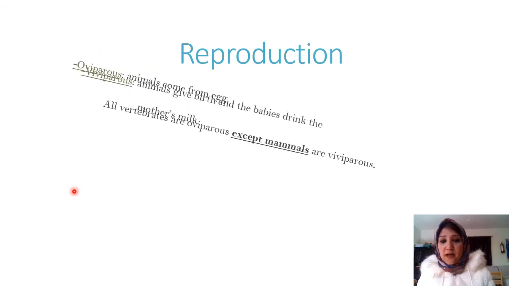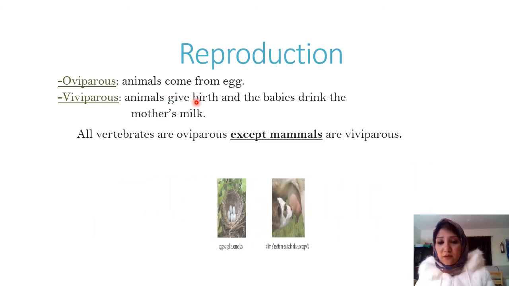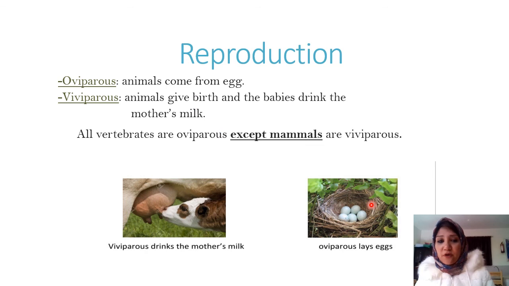What about reproduction? Animals are classified into oviparous and viviparous. Oviparous are animals that come from eggs. Viviparous are animals that give birth and they drink their mother's milk. All vertebrates are oviparous except mammals. So fish, birds, reptiles, amphibians, all these groups are oviparous, and mammals is the only group that is viviparous.